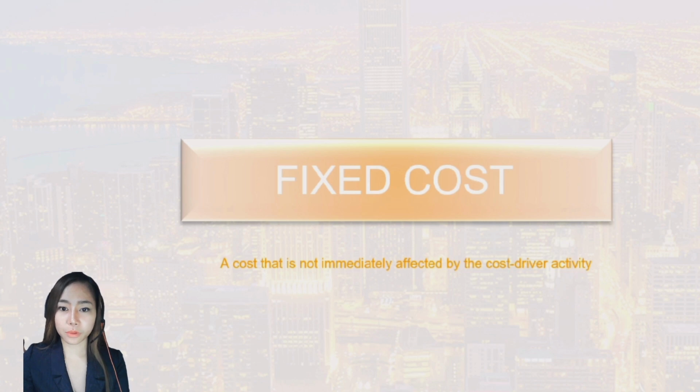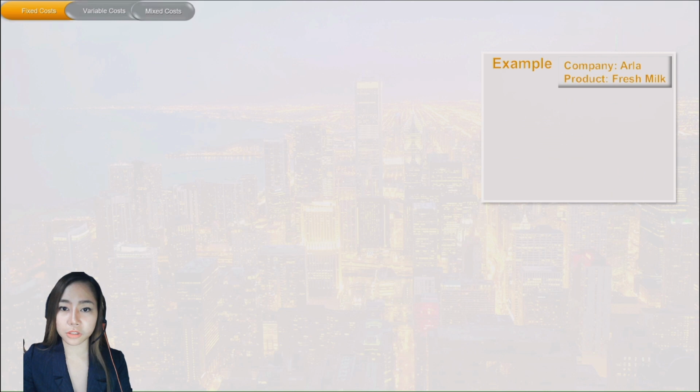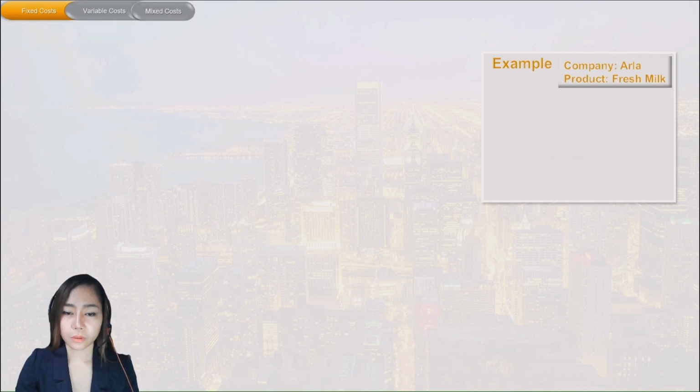So let's start with fixed costs. Fixed costs are those which do not change with the level of activity within the relevant range. So these costs will be incurred even if no units are produced. For example, rent expense, straight line depreciation expense, etc. So fixed cost per unit decreases with increase in production. So let's have an example.